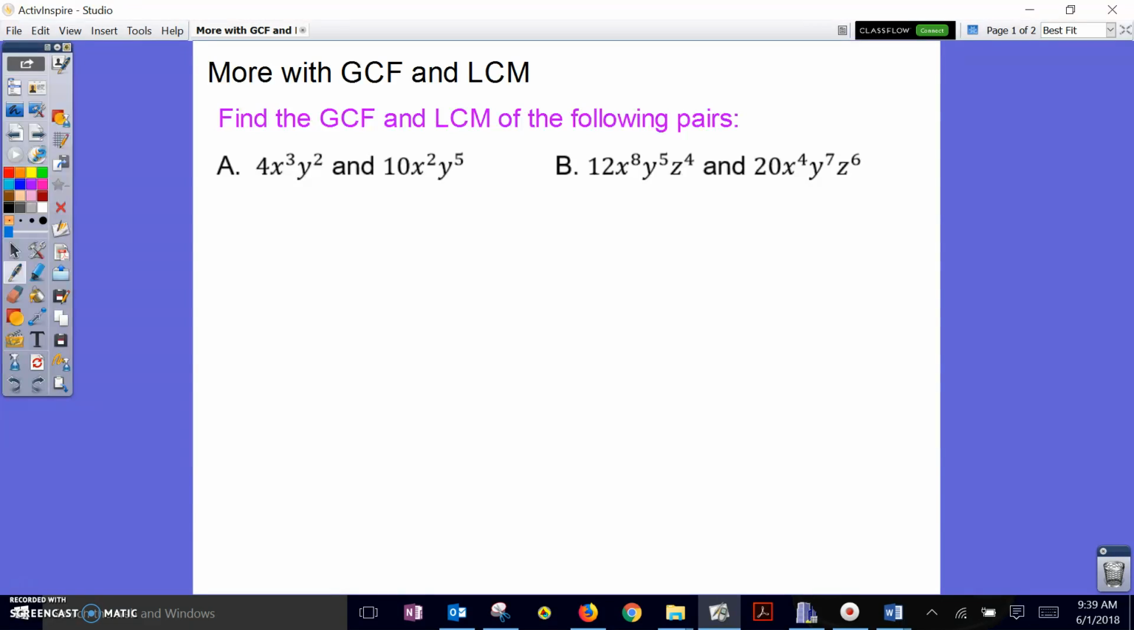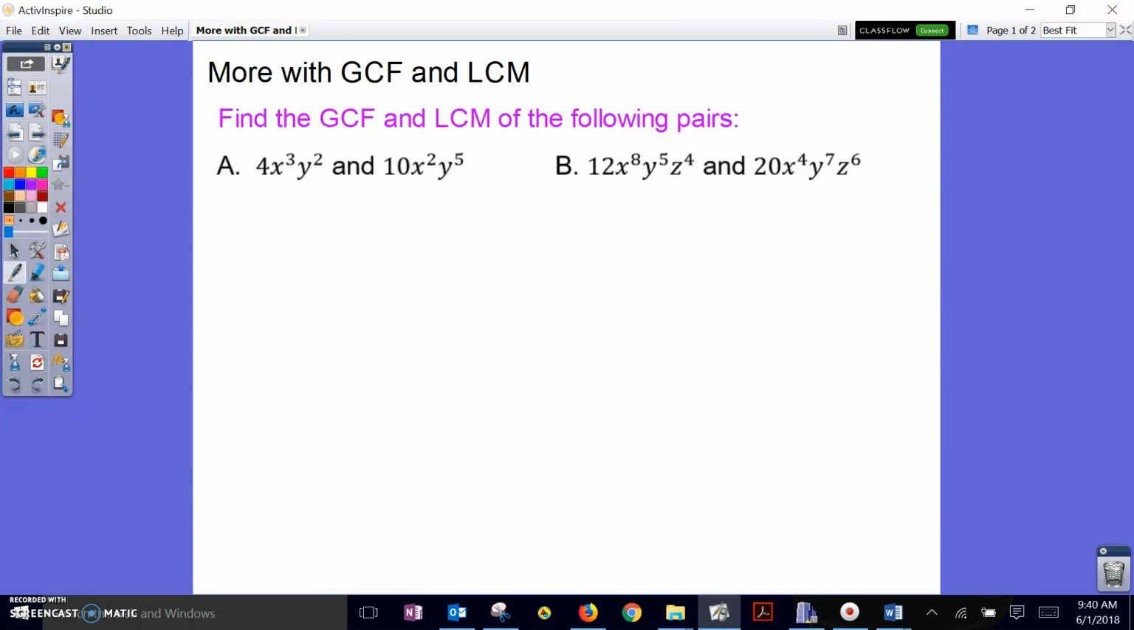And if you find your LCM on your calculator, you'll notice that the number is larger than the numbers in your original monomials. And hopefully that'll be a hint that you want the powers of the variables that are the largest. So that's a little connection that I hope will help you remember what piece you want for each. So for these problems, we're going to find both the GCF and the LCM.